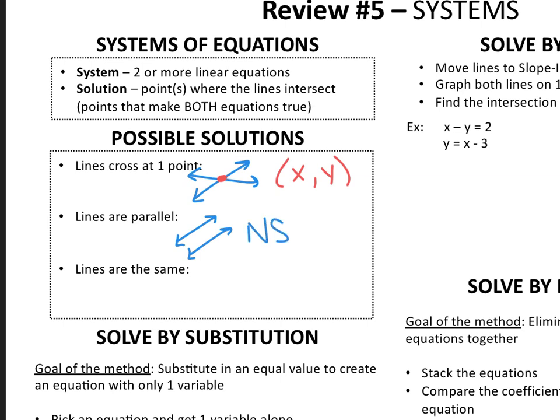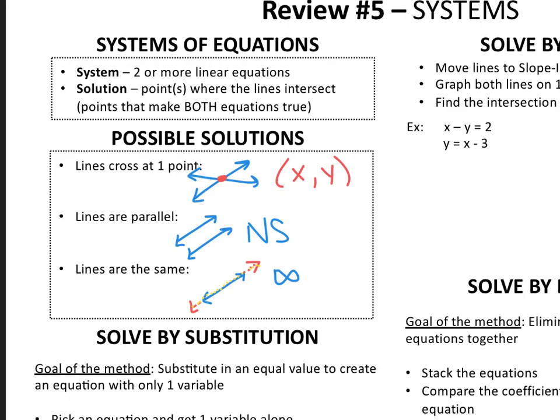The third option is the lines end up being the same line. So you graph one, and when you graph the second one, it ends up being the same line, going right on top of each other. Because they're right on top of each other, the intersection is going to be infinity, because there are an infinite number of solutions, or an infinite number of times where these lines cross, because they're laying right on top of each other.